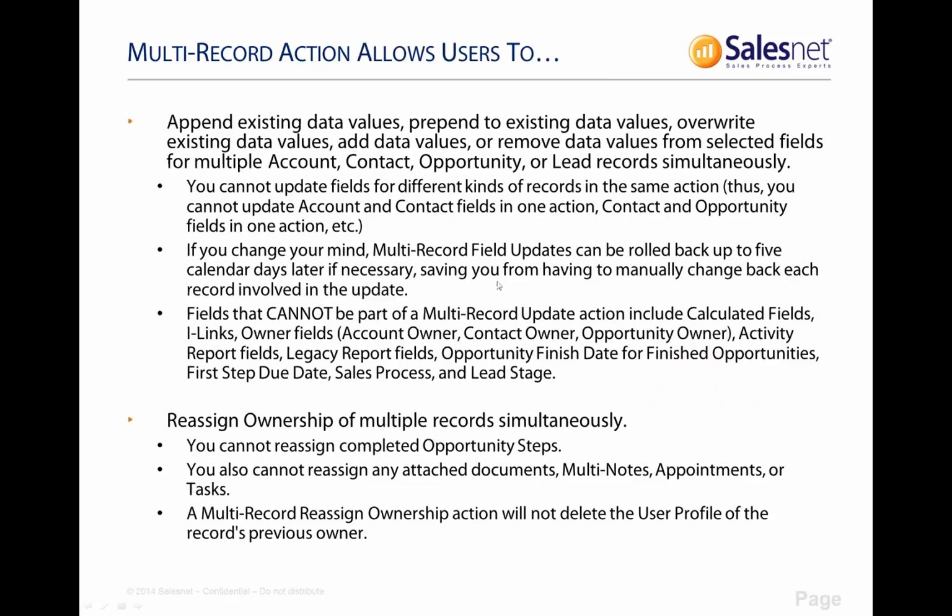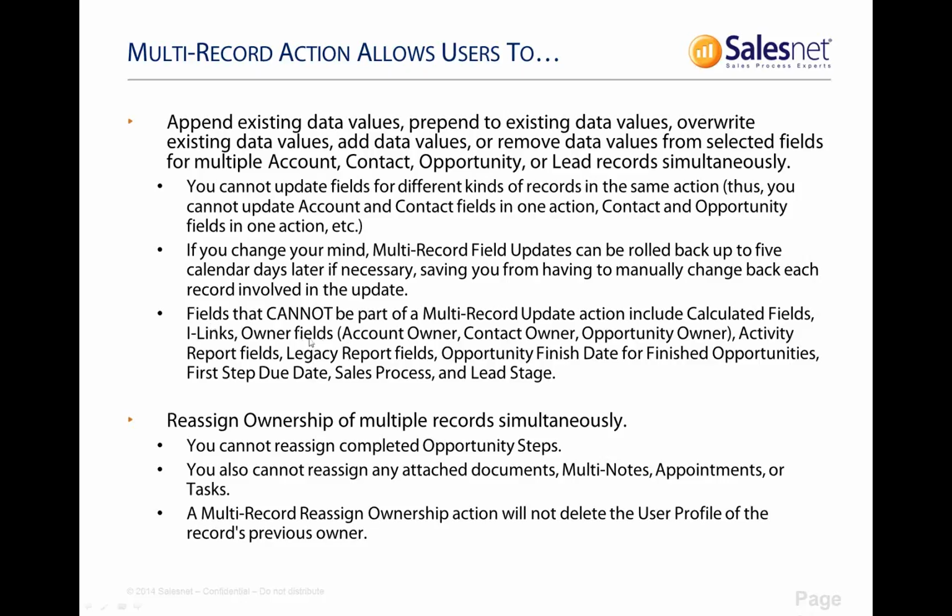Okay, multi-record action. This just goes through and gives you an idea. You can update fields, built-in fields, or custom fields for any type of record: account, contact, opportunity, or lead. Fields that are not part of a multi-record update would be things like calculated fields, because the calculation actually depends on other fields. So you can update the fields that are part of a calculation.